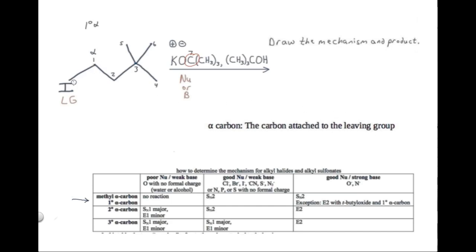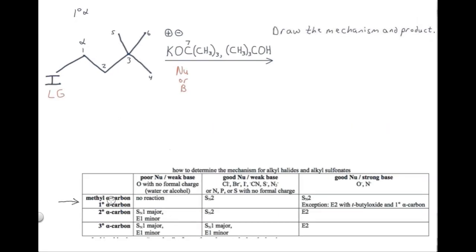Carbon 1 is attached to the leaving group. Carbon 7 is not attached to the leaving group. So we don't use carbon 7 to figure out which row of the table we're in. We use carbon 1 to find our row of the table. Remember that in this table, the alpha carbon refers to the carbon that's attached to the leaving group. And our nucleophile or base is O-, and we find O- here in the right-hand column of the table.